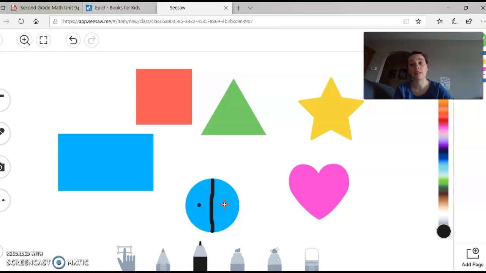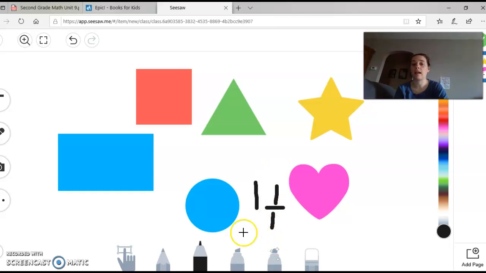Now, remember, Mrs. Hoffmeister has a hard time making straight lines on this when I'm using my mouse, but it's close enough, right? So I could write it as a fraction if I take this away, and I'm just talking about this whole circle. I could say 1, or I could also say 1 out of 1. Okay? That means the same thing as 1 whole.